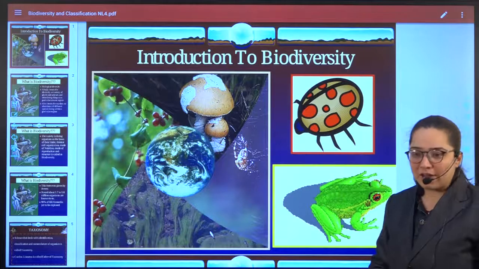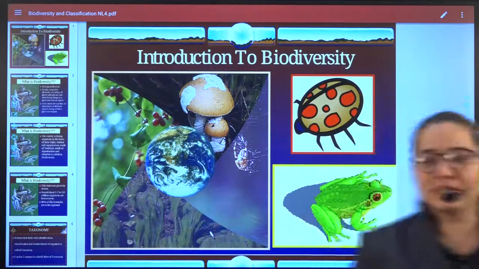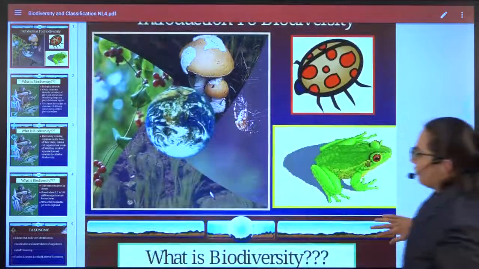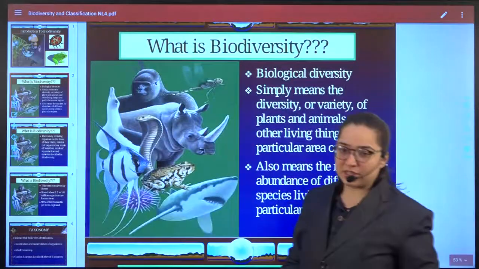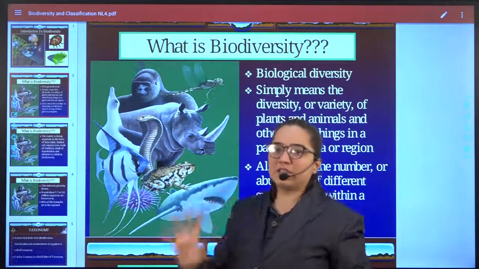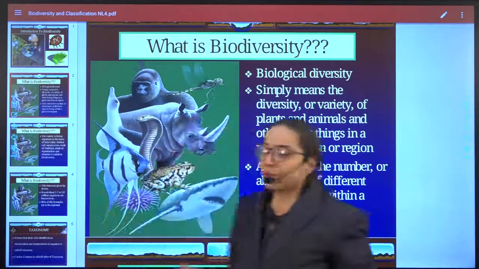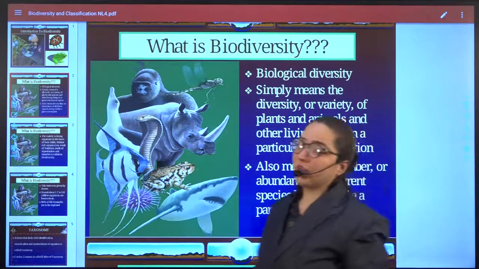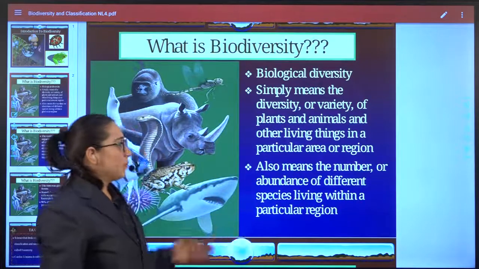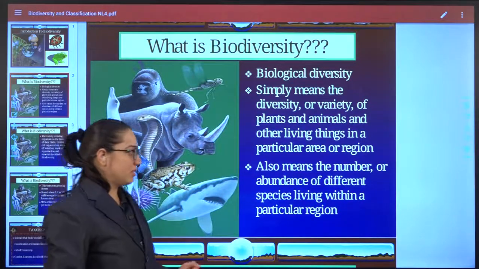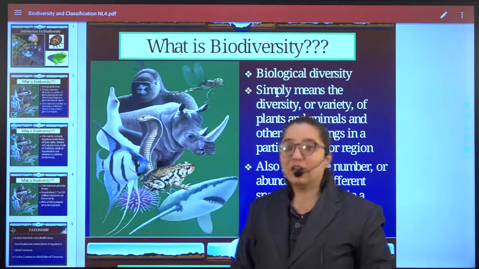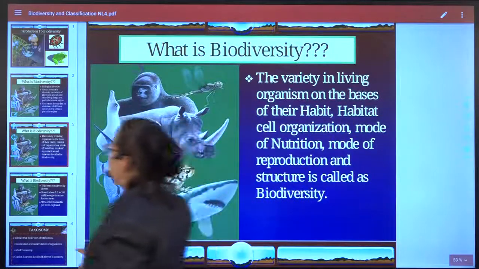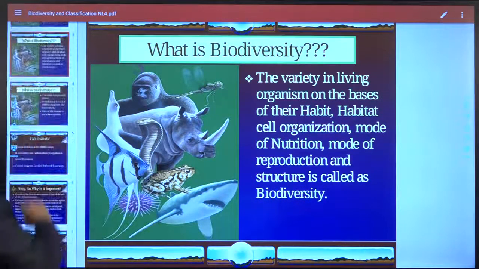Introduction to biodiversity. I hope you remember this is the lesson which we are doing. What is biodiversity? What is the meaning of the word bio? Living. Diversity means bhinnata. So, a variety of plants and animals that are living in a particular area or region is termed as biodiversity. It also means the number or abundance of different species living within a particular region. This is the particular definition which is given in your book.